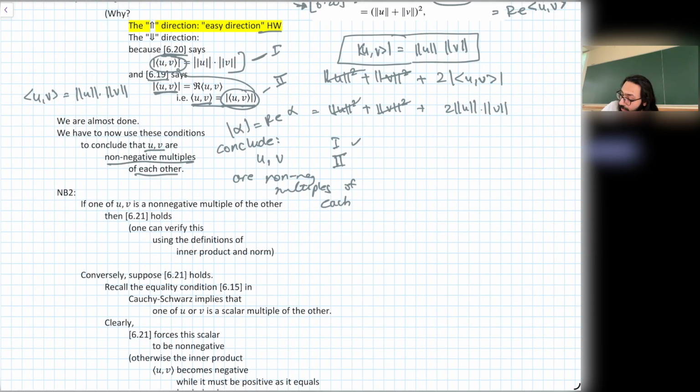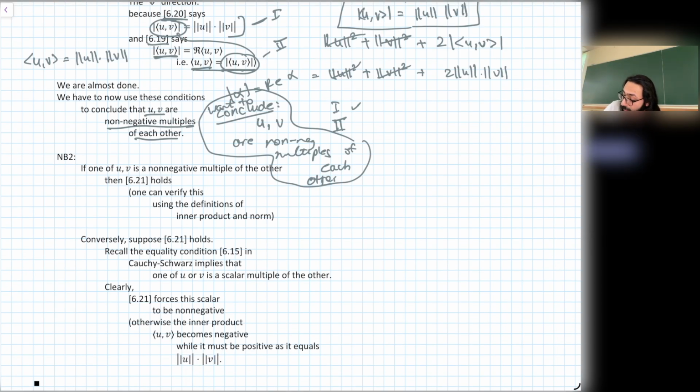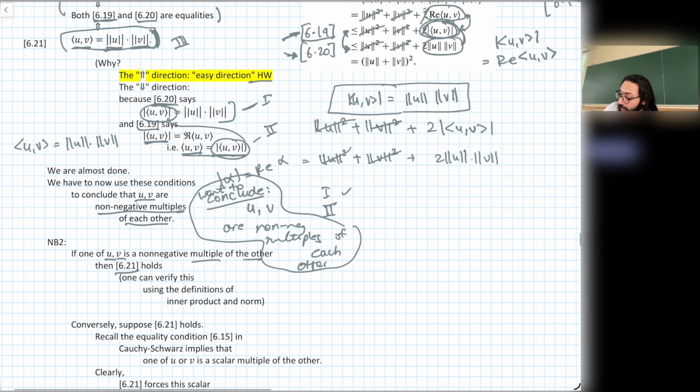So we want to show it. So this is what we want to conclude. Okay, so we want to conclude that U and V are non-negative multiples of each other. This is the statement that we want to make. So how do we do this? If one of U, V is a non-negative multiple of the other, then 6.21 holds.